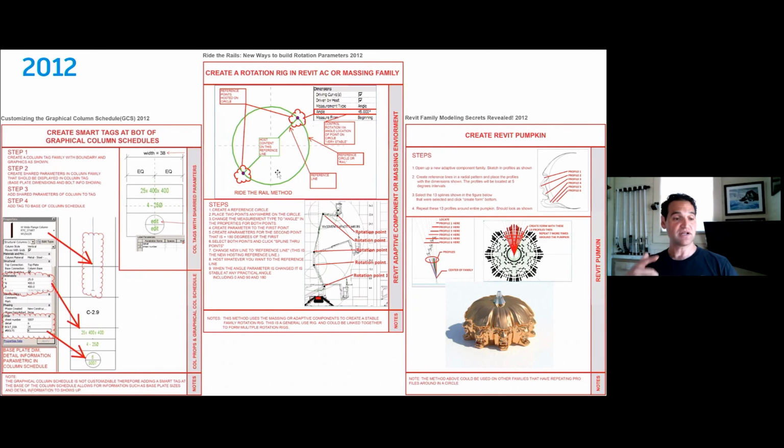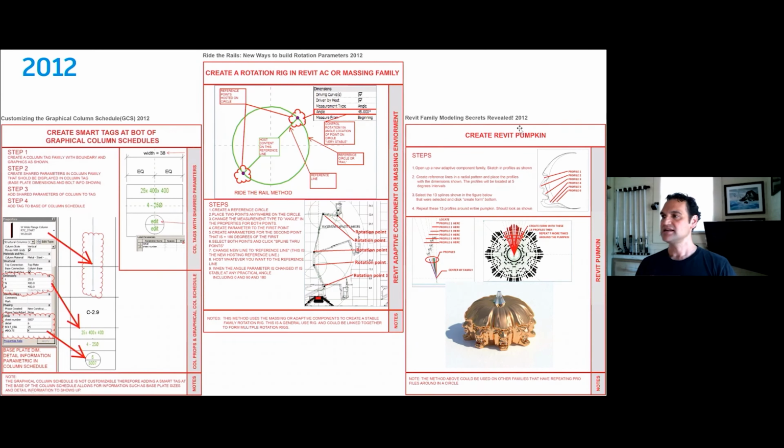And so a lot of my complicated families that have rotation in the massing or adaptive component environment, I built this way. You could even nest them together. So like articulated construction equipment, I will actually use these, what I call rotation rigs, place them strategically so that you can actually move and rotate on there.